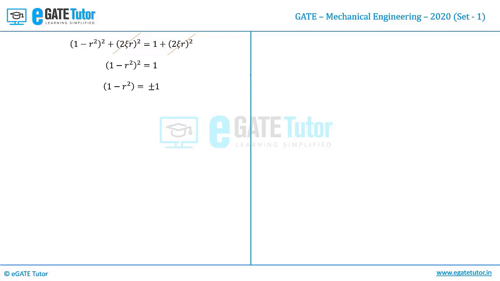We need to check out two conditions where case 1 is 1 minus r square is equal to 1. Let's try to simplify this. After simplification, we get r square is equal to 0. But initially we have considered that r is equal to omega by omega n. Let's substitute that here. From this, we get omega is equal to 0. But in the question, it was asked that we need to find out omega, which is a non-zero value. So this cannot be the possible answer to this question.